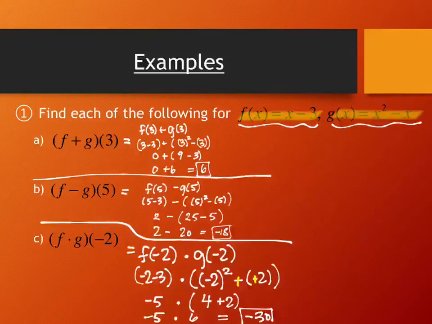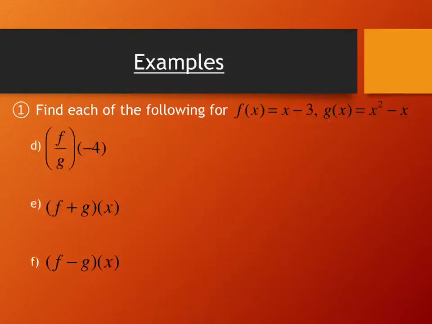So far, so good? Okay, we're going to continue with those same functions, but we're going to look at a few others. On D, we see division, right? All right, we did addition, subtraction, multiplication, division. Seems like the next one we should look at, so we are. And again, works the same way. It means I'm going to evaluate at the value negative 4, and I'm going to divide the results. So f of negative 4 divided by g of negative 4.